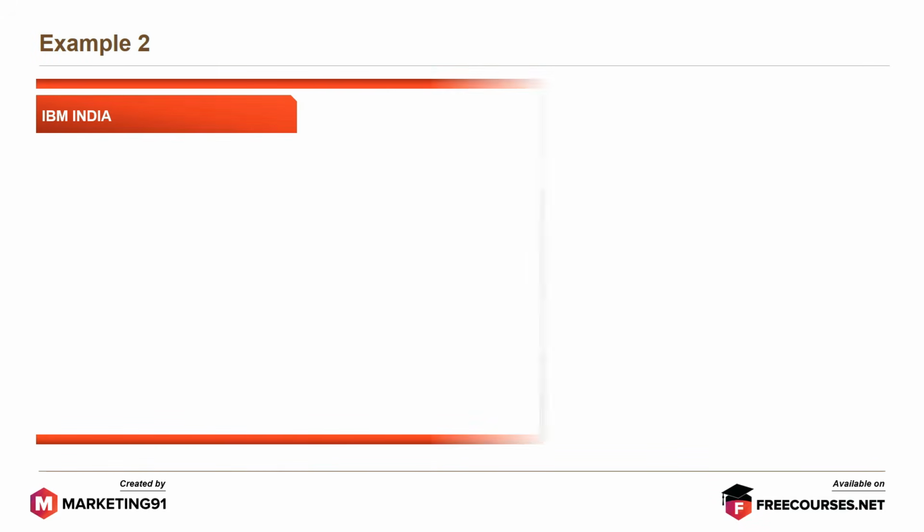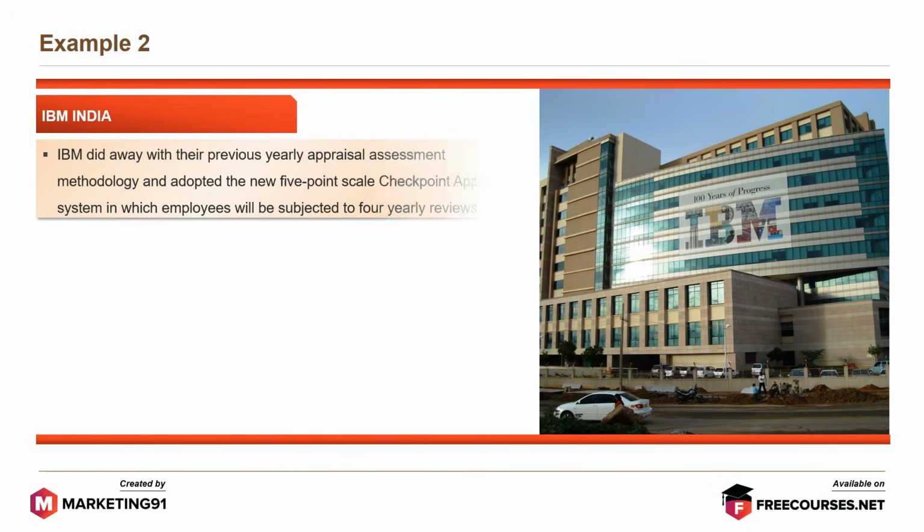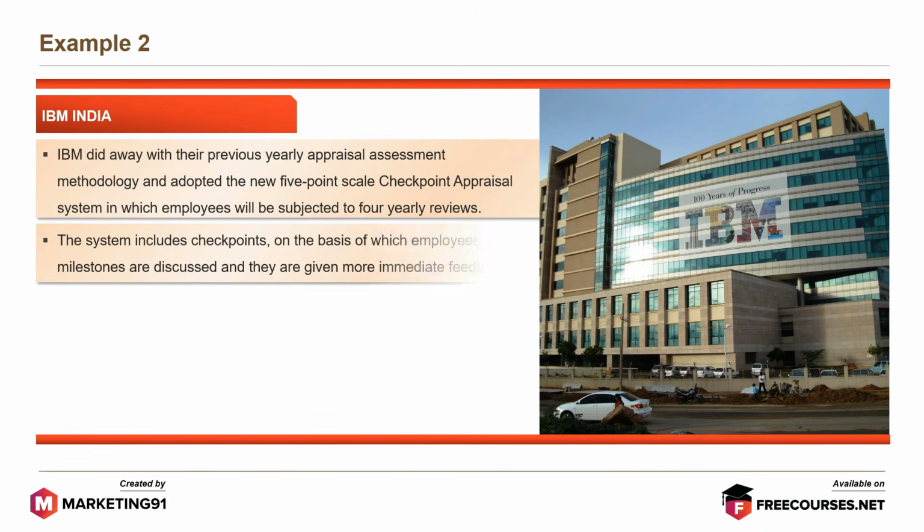The next example is of IBM India. IBM did away with their previous yearly assessment methodology and adopted the new 5-point scale checkpoint appraisal system in which employees will be subjected to 4 yearly reviews. The system includes checkpoints on the basis of which employees' milestones are discussed and they are given more immediate feedback.